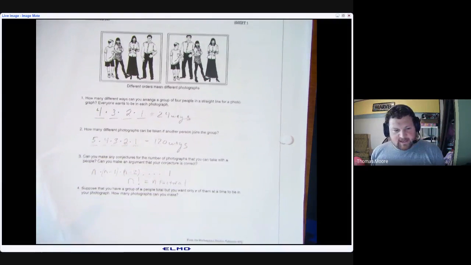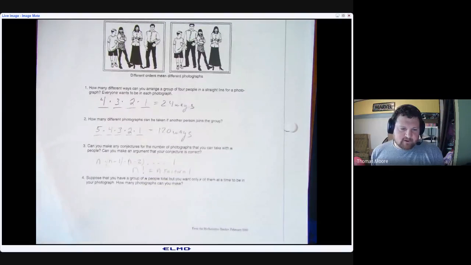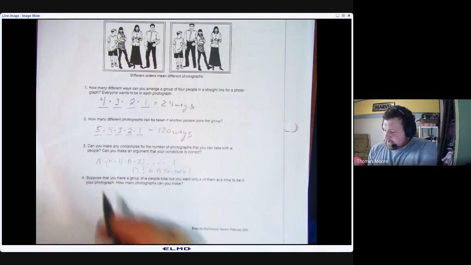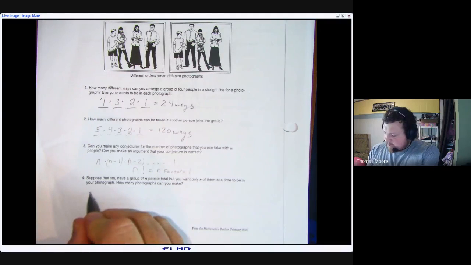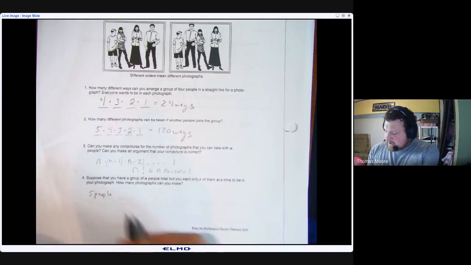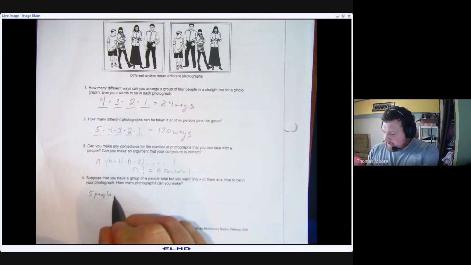Okay, so then next it says, suppose that you have a group of n people, but you only want r of them at a time to be in your photograph. How many photos can you make? So sometimes it is helpful to think about specific cases and then try to generalize it more. So let's say that we have 5 people, but we only want 3.